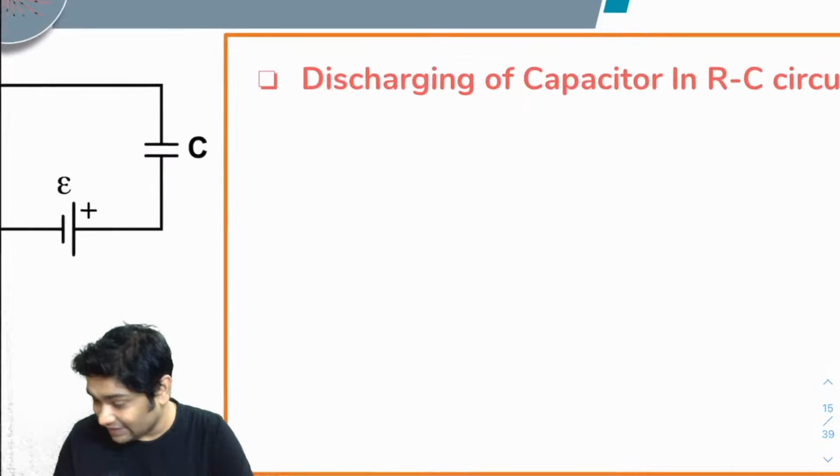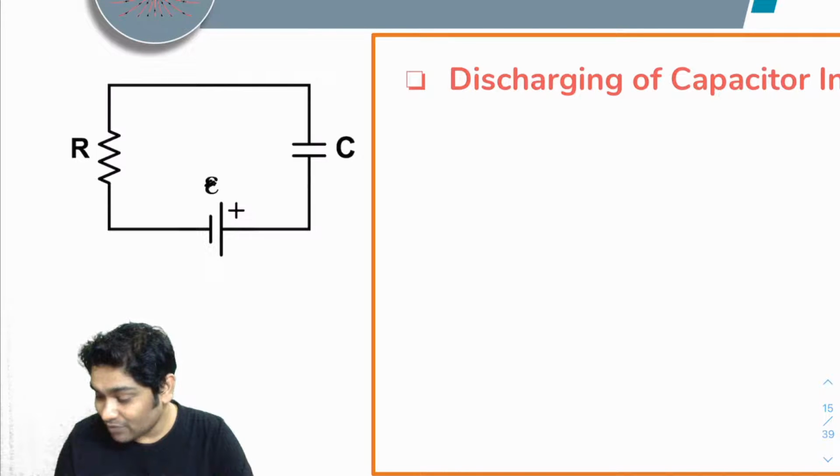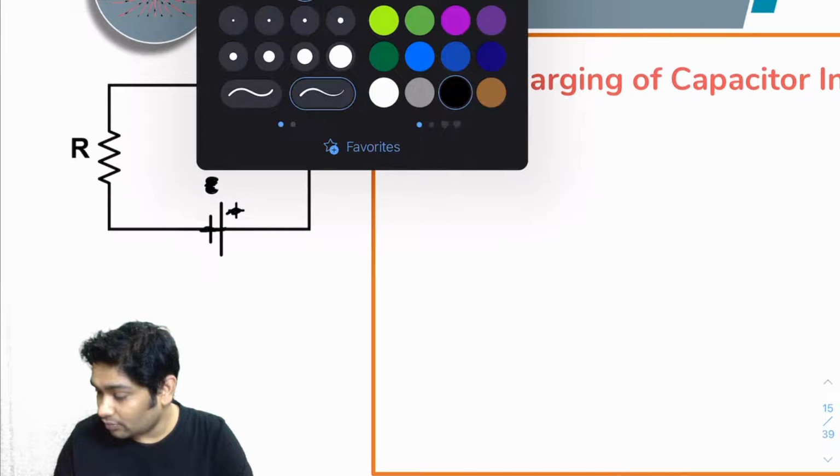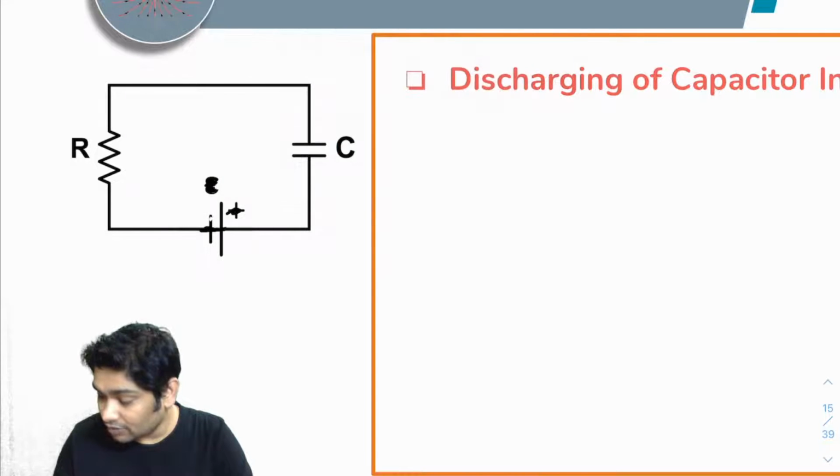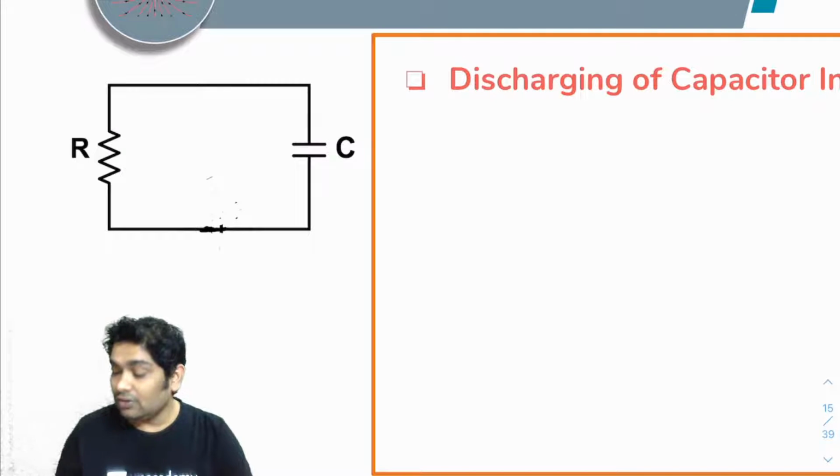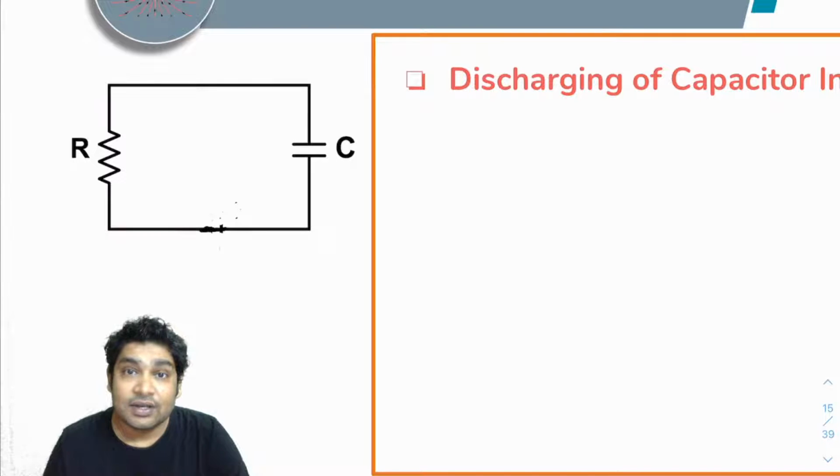So in the discharging circuit, you will not have this battery. You will simply have this. This is what a discharging circuit would look like. Okay, so if I can get rid of this. Yeah, this is what your discharging circuit would be. The battery was made here by mistake. So this is what a discharging circuit is. You have a charged capacitor which you have connected across a resistor.